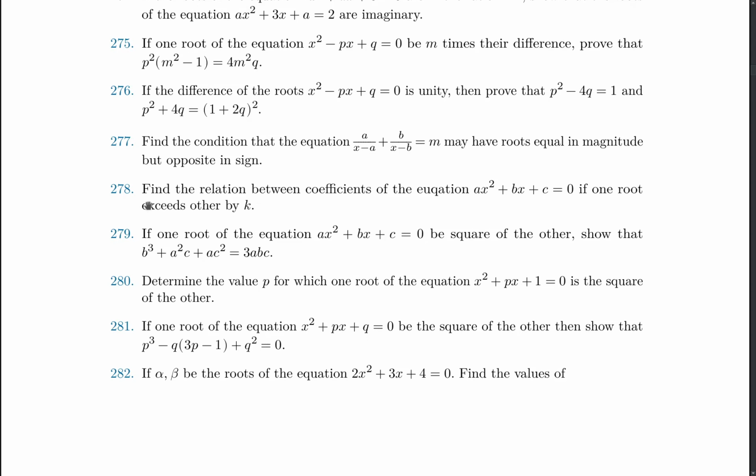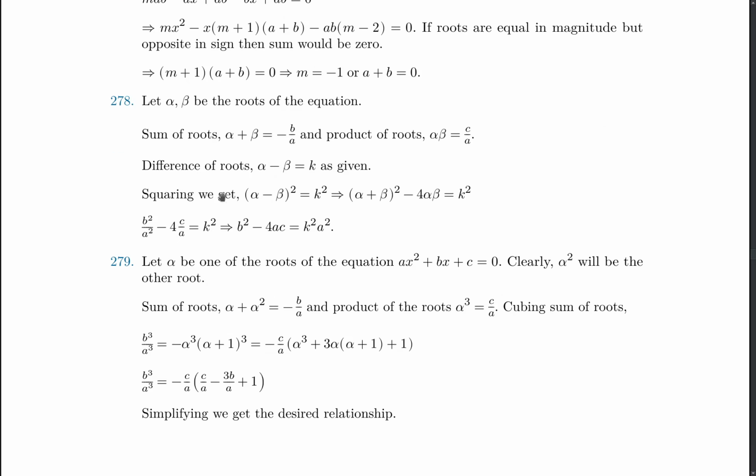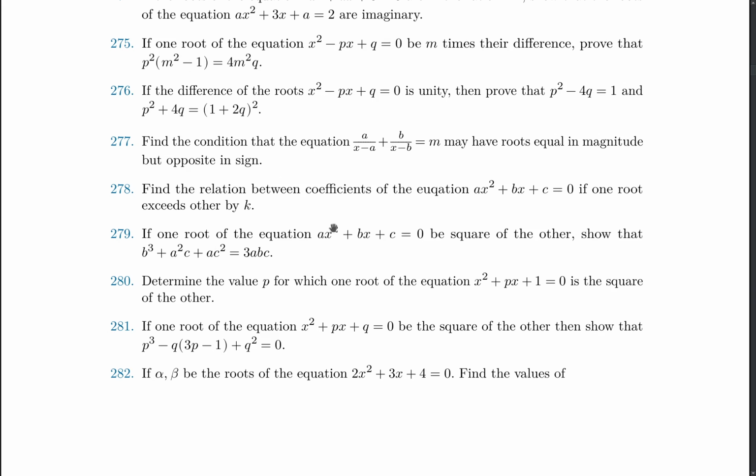Question 278 says that find the relation between the coefficients of the equation, there is a typing mistake, equation ax square plus bx plus c is equal to 0 if one root exceeds the other by k. So we have alpha plus beta is equal to minus b by a, alpha beta is equal to c by a, and the difference of roots is given as k, alpha minus beta is equal to k. So we expand this, we get alpha plus beta whole square minus 4 alpha beta, and that is equal to k square, that is b square by a square minus 4c by a is equal to k square, and thus we have b square minus 4ac is equal to k square a square.